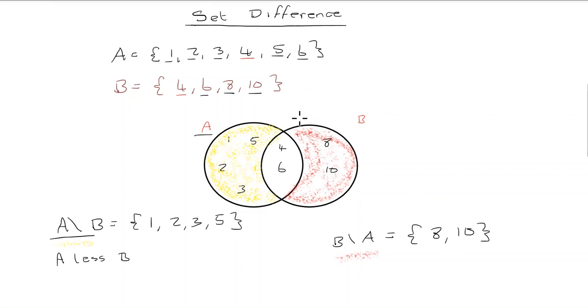So this intersect in the middle means A intersect B, which would be equal to the elements 4 and 6. So it's like an intersect. You could color that in green here. It looks something like that. So this is what we mean by set difference.